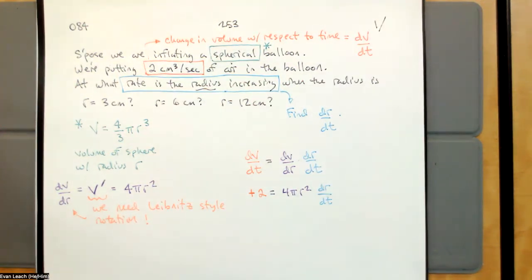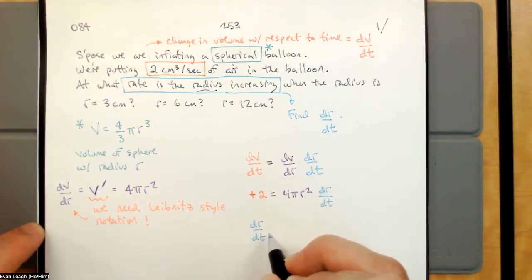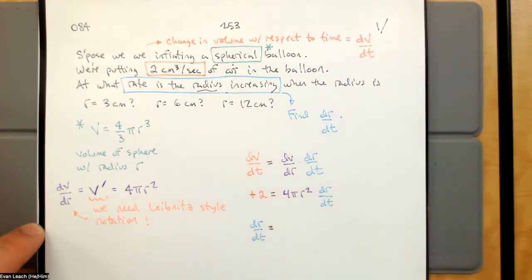Notice that when we took our derivative with respect to r, that left an r sitting in the equation. And that's why I had to include additional information. At what rate is the radius increasing? When the radius is 3 centimeters. So that's where we're going to put the r. Or we could just write down our dr/dt is 2 over 4 pi r squared.